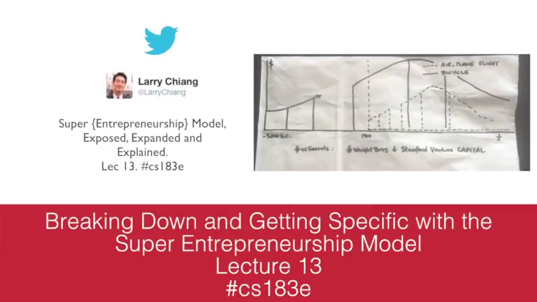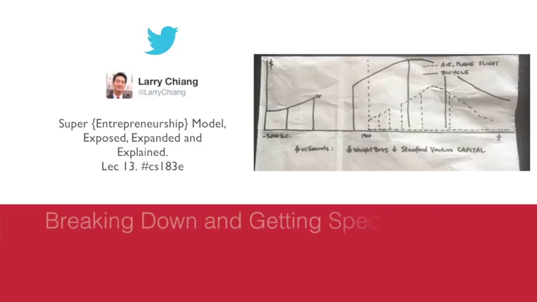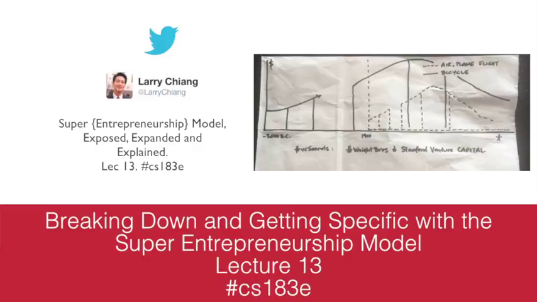The super entrepreneurship model exposed, expanded, and explained involves basically seeing that there are actually two chasms. The dotted line chasm is the area that you as a newbie founder would be working. The dotted line chasm makes you think, oh, we're going to die trying to cross that chasm in the dotted line region.